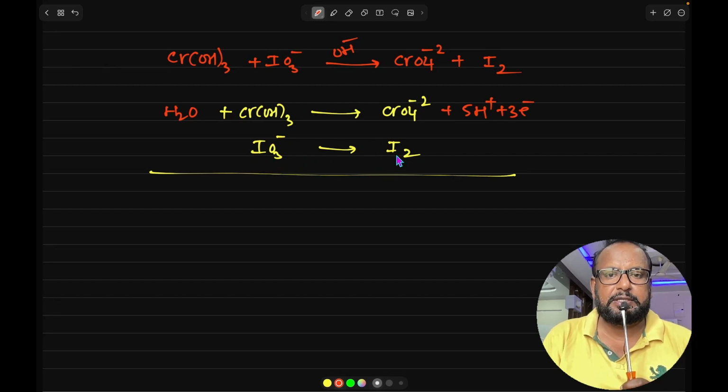So we'll go for the second also. We got iodines 2, so we need 2 iodines here.